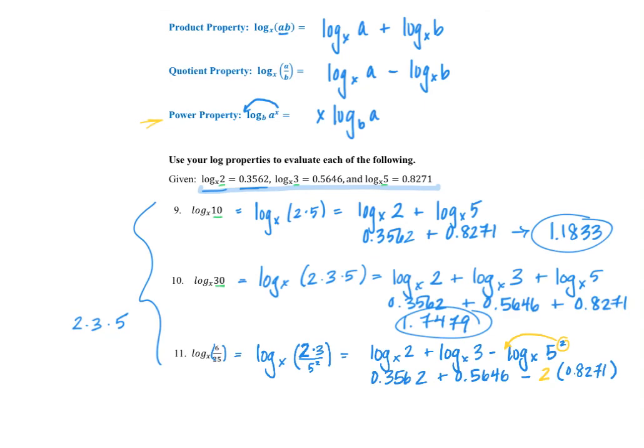All right, so I'm going to take my 0.3562 and I'm going to add 0.5646. Now, from that, I'm going to subtract 2 times 0.8271. All right, and that's going to give me negative 0.7334.